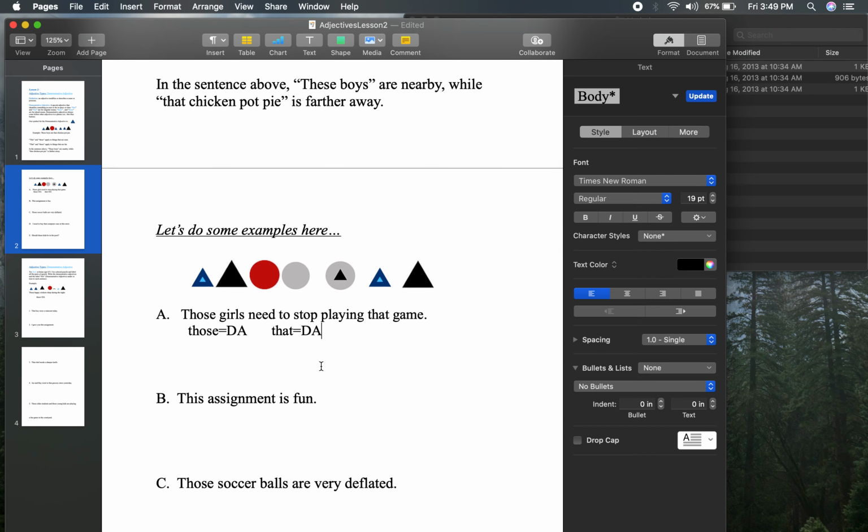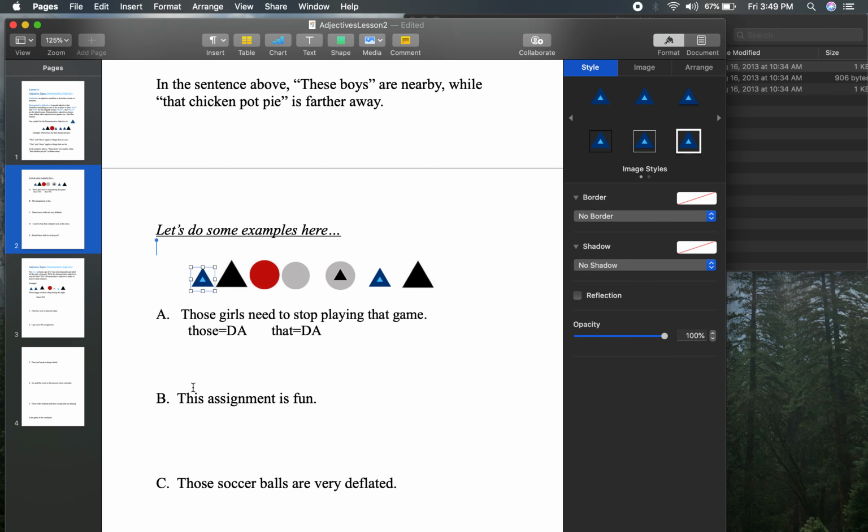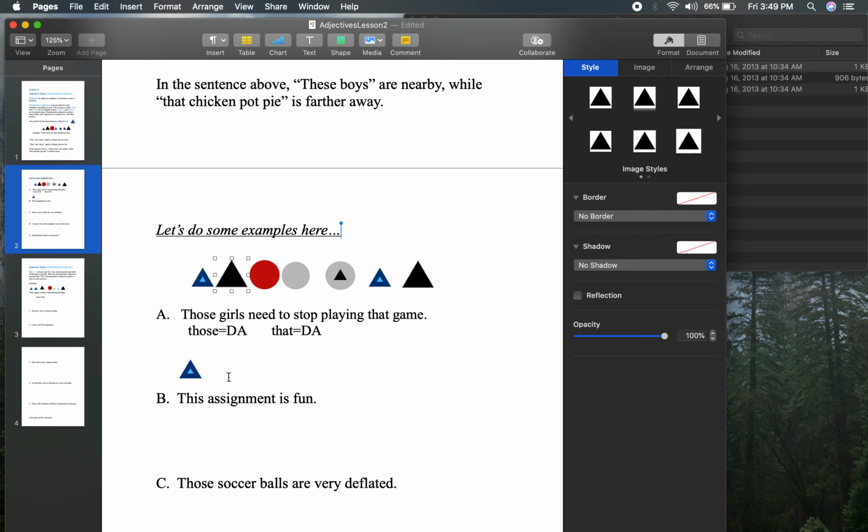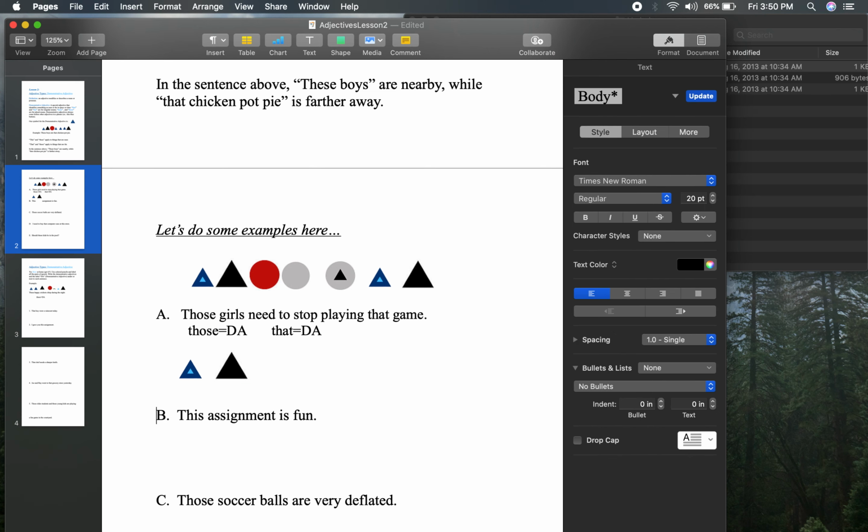This assignment is fun. Well, this, that, these, those. We can memorize that. Get it? That. In that case, it's a pronoun, though. This assignment. Assignment is our noun. Looks like I need some more space.